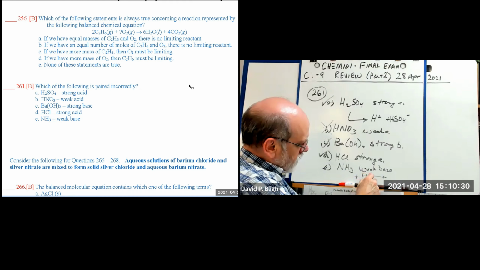Well, silver goes with the chlorine and barium goes with the nitrate. Correct? Nitrate is a -1, barium is a +2, so you need 2 nitrates. And you have to use a parentheses because nitrate is a polyatomic ion. Okay, so what is it saying? 266, the balanced molecular equation. 67, the balanced complete ionic. 68, the net ionic. So we got to do all 3 of them. Got to balance the equation, molecular, then make it ionic, complete ionic, and then make it net ionic.